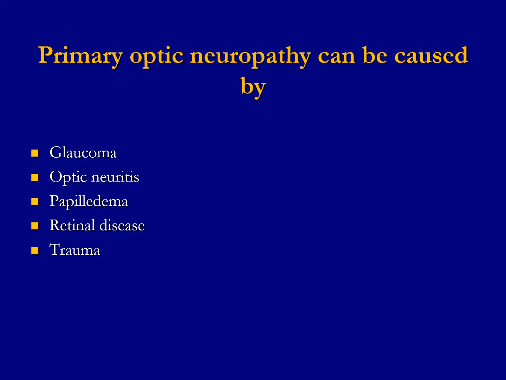MCQ number 1. Primary optic atrophy can be caused by glaucoma, optic neuritis, papilledema, retinal disease, or trauma. Remember, glaucoma causes glaucomatous optic atrophy, optic neuritis causes secondary optic atrophy, papilledema causes disc swelling and secondary optic atrophy, and retinal disease causes consecutive optic atrophy. So the answer would be trauma, that causes primary optic atrophy. Let's see. Trauma is the answer. Next MCQ.